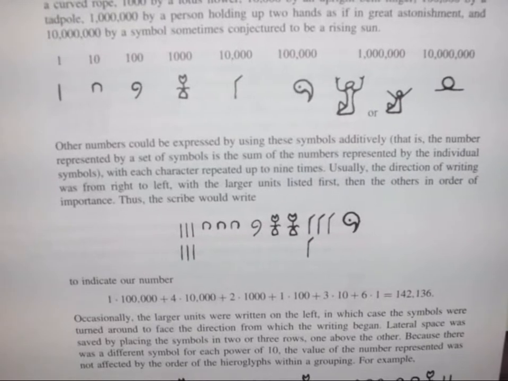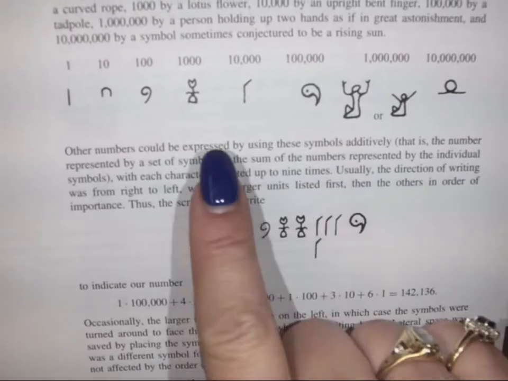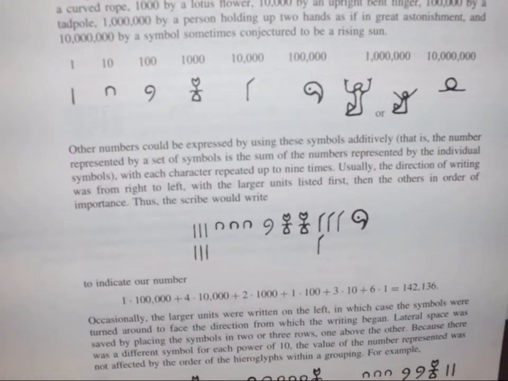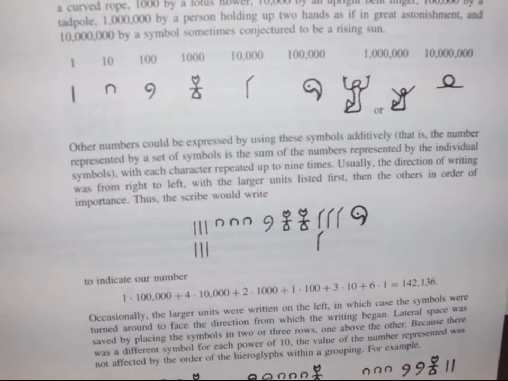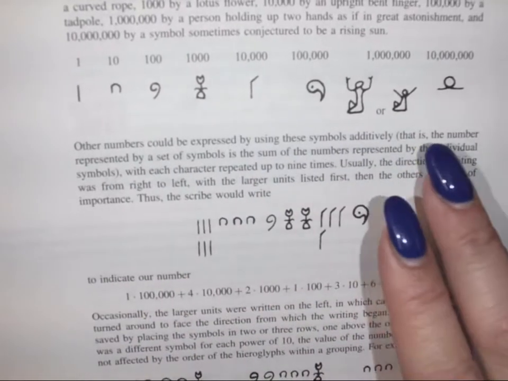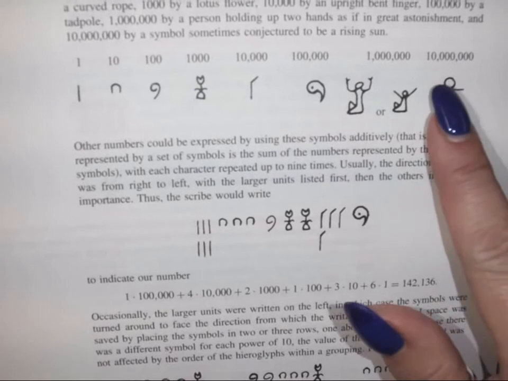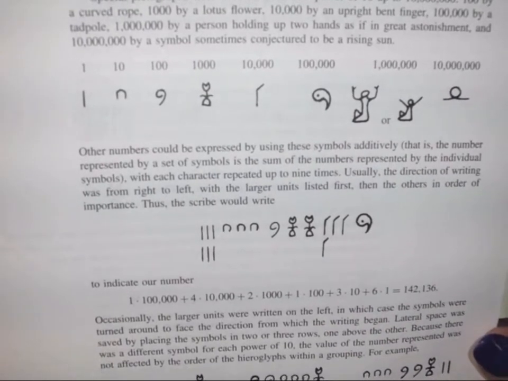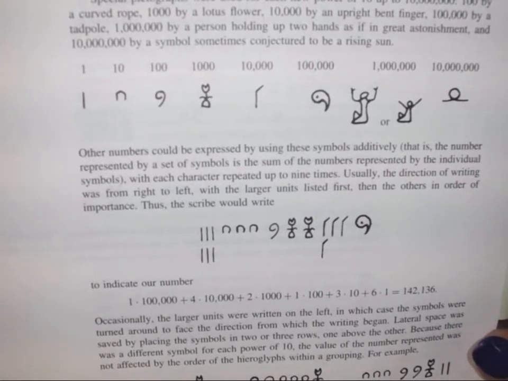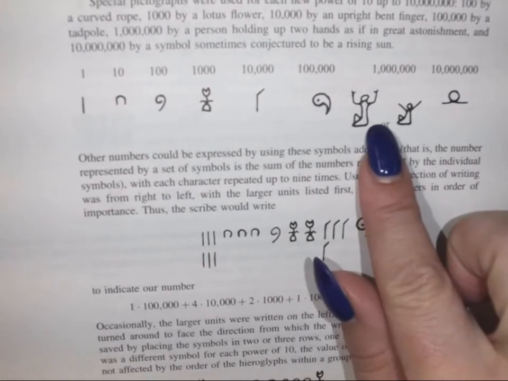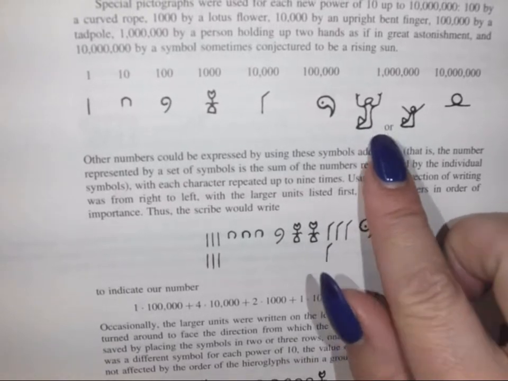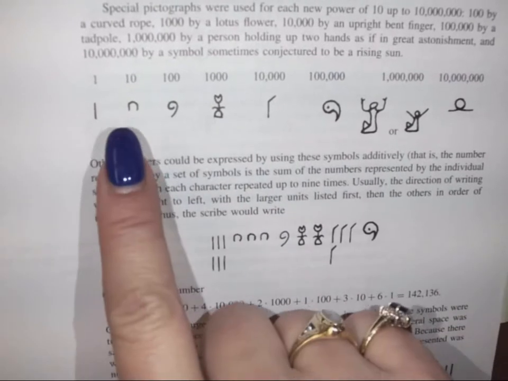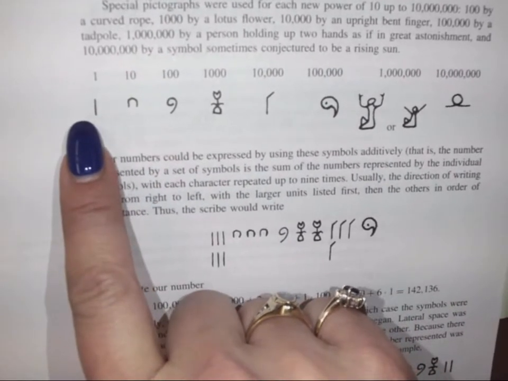I wish this particular book had the names for these things, because this one's a lotus flower, this one they called a heel bone, I think this one was a staff, different things like that. All of the Egyptian stuff that looks like this is considered additive. So what that means is if I wanted to do 1,003,024, I would use one astonished man for 1,000,000. 3,000 would be 3 of the little lotus flowers. And then 24, I think, is the number I said. So 2 heel bones and 4 ones.